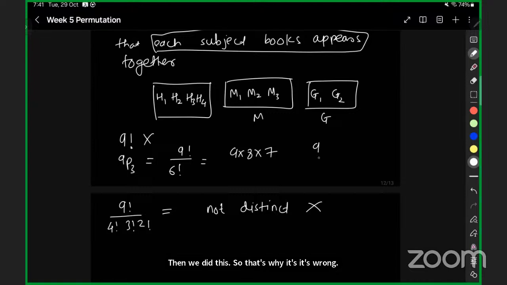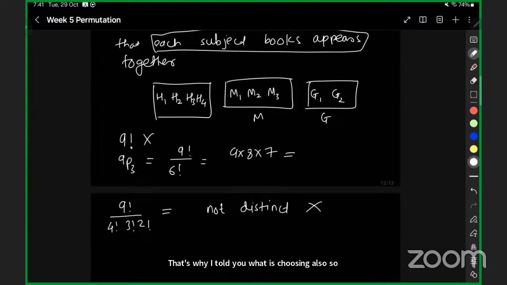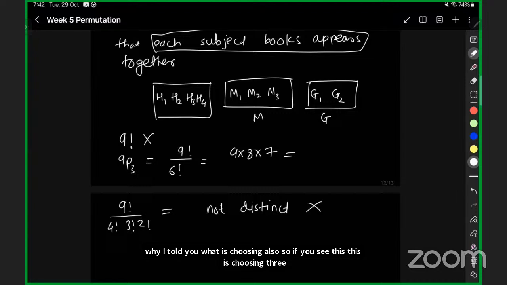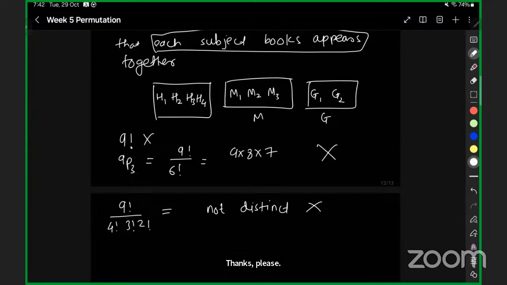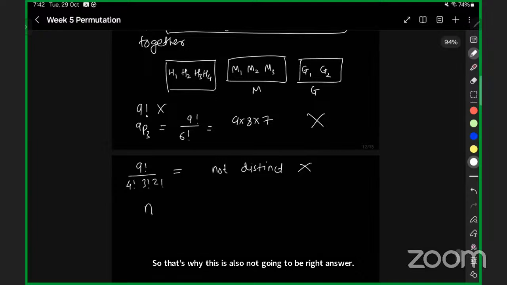The 9P3 is if I have 9 books and I want to choose 3 books and arrange 3 books only. That's why I told you what choosing is also. This is choosing 3 books and arranging 3 books. Am I arranging 3 books only? No, I want to arrange all of them. So that's why this is also not going to be the right answer. Okay, n factorial by p factorial. With that formula, can we do this? 2 factorial, this is 2.